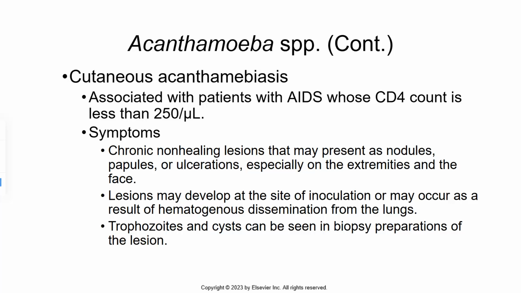Cutaneous acanthamoebiasis is associated with patients with AIDS whose CD4 count is less than 250 per microliter. Symptoms: chronic non-healing lesions that may present as nodules, papules, or ulcerations, especially in the extremities and in the face. Lesions may develop at the site of inoculation or may occur as a result of hematogenous dissemination from the lungs. Trophozoites and cysts can be seen in biopsy preparations of the lesion.